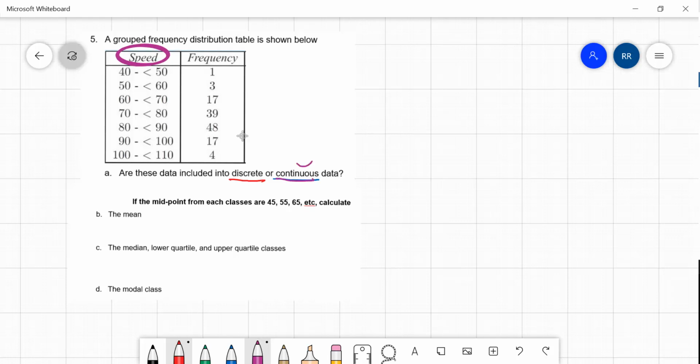Okay, not a discrete data, because we can represent speed as a decimal number, right? Like 40.5 kilometers per hour or meters per second or anything. Okay, so that's the first one.